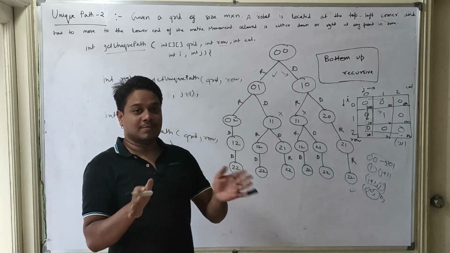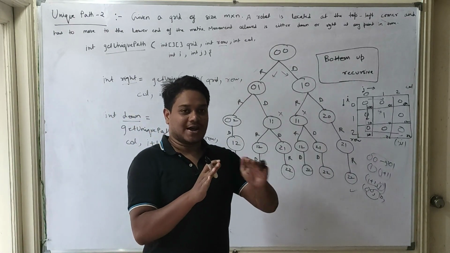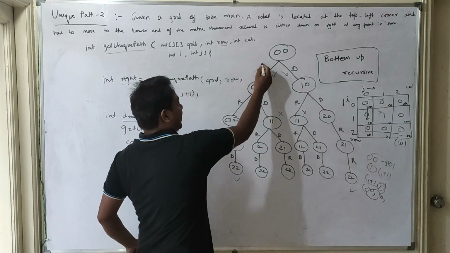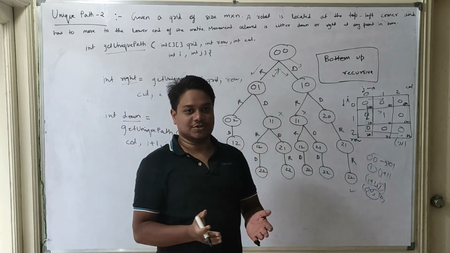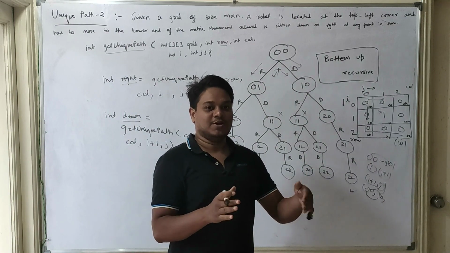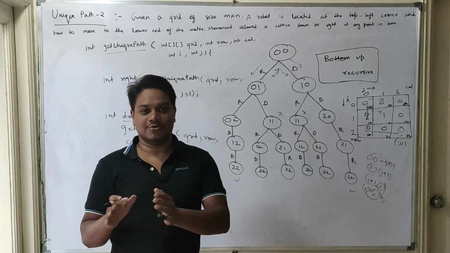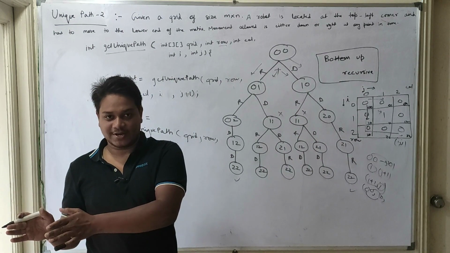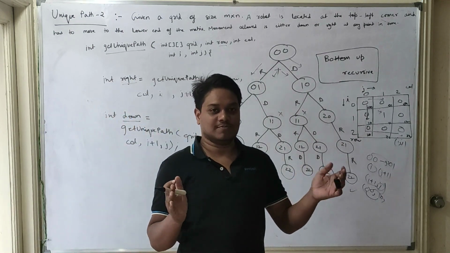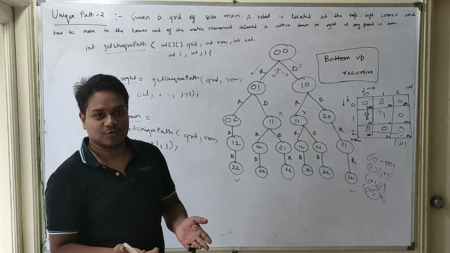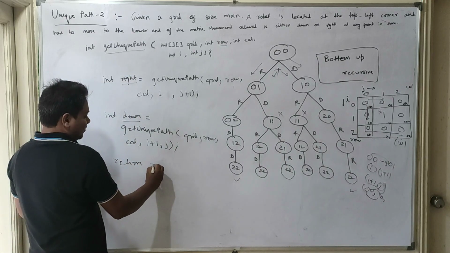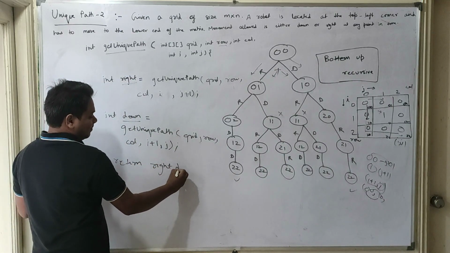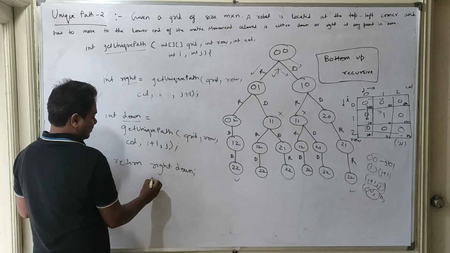Now we want total number of paths via going right and via going down. So we want the addition of both the paths. If we go right, then how many paths we'll get, and if we go down, then however many paths we are getting. We want the summation of both the paths, then we'll be having total number of paths. So we'll return right plus down.